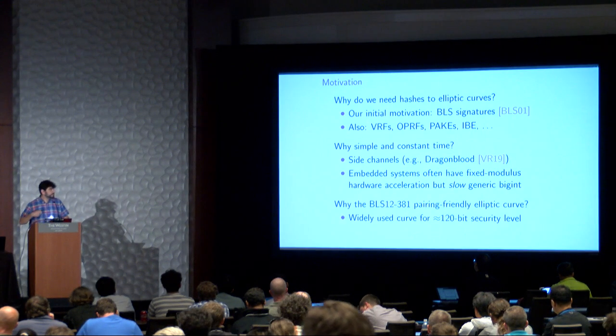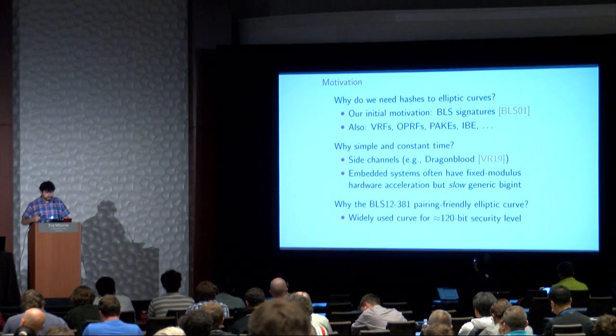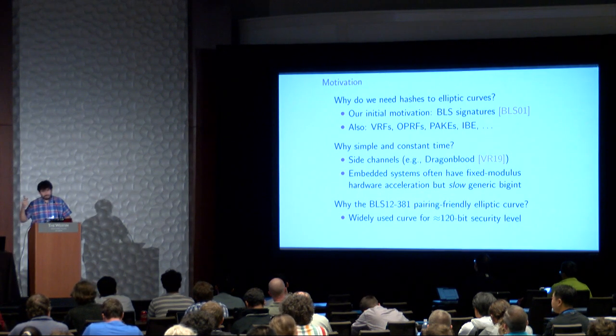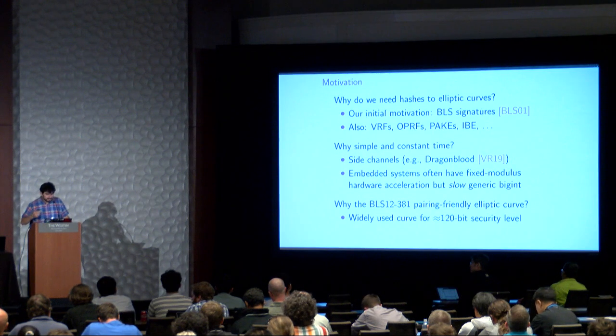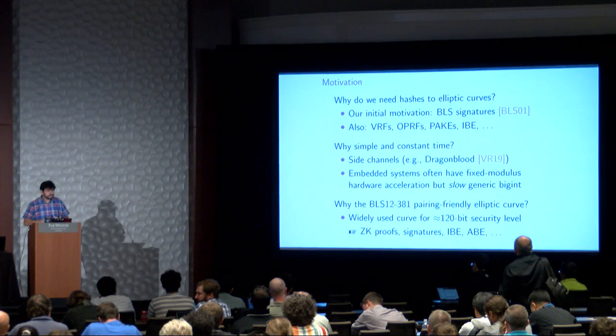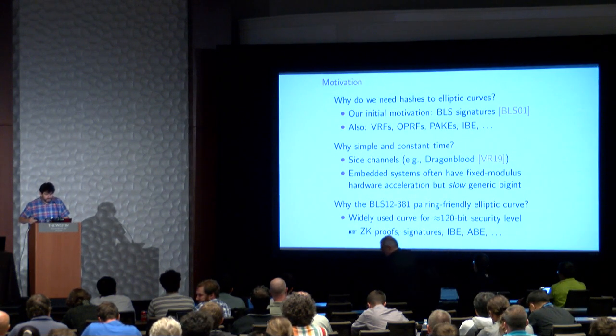Okay, and finally, we're interested in hashing to the BLS12-381 curve because it's becoming sort of a de facto standard for pairing-friendly curves at the 120-ish bit level. And in fact, the IETF is standardizing it, so soon it'll be more than de facto, we hope. For example, there are ongoing deployments for using it in zero-knowledge proofs, for BLS signatures, etc. Okay, so what did we do?